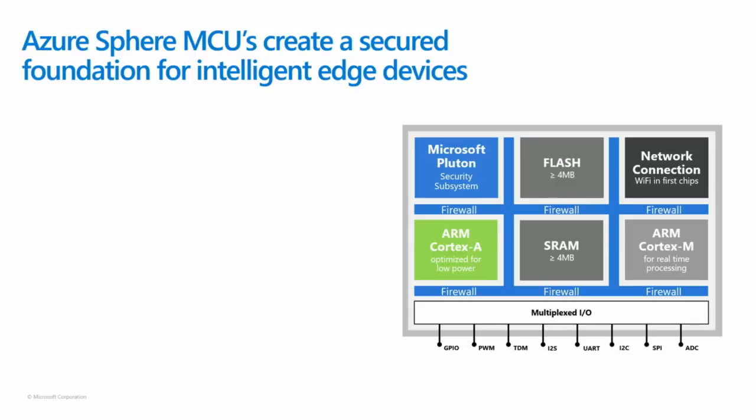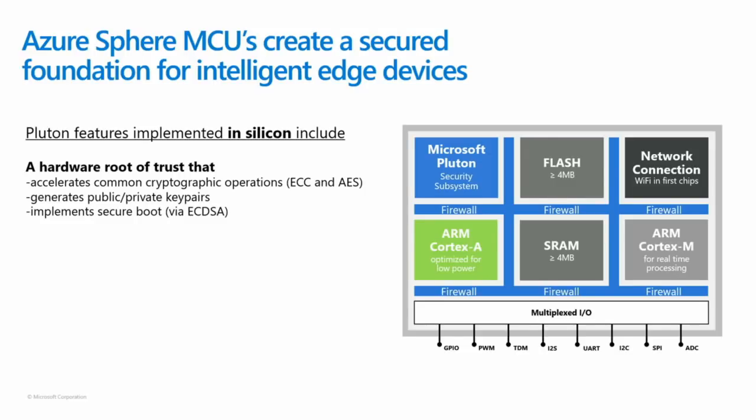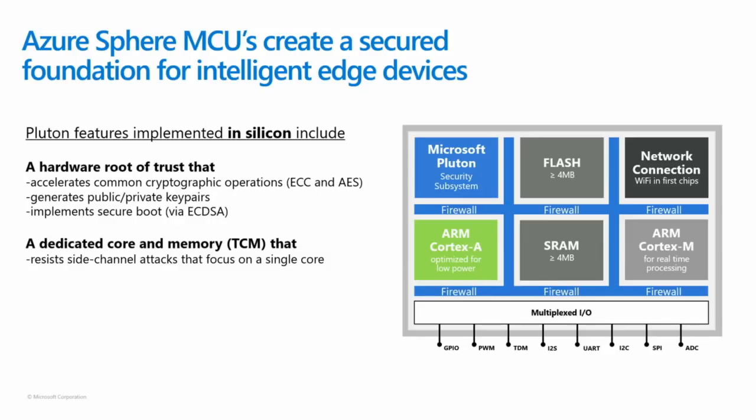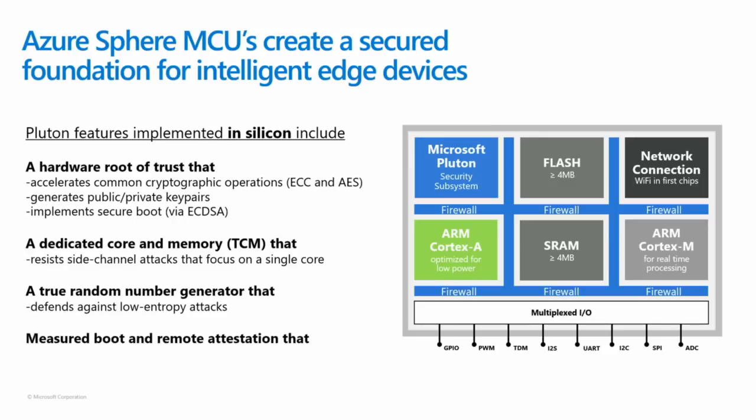So that's all about Pluton. Those are the guarantees that it provides. A little bit more detail for this audience. It has a dedicated core and its own TCM memory that resists side channel attacks that focus on a single core. This true random number generator. And it also implements secure boot, measured boot and remote attestation in silicon. So it uses a digest accumulator register and a nonce register to allow us to implement remote attestation with our services and look at what software is actually running on the device.